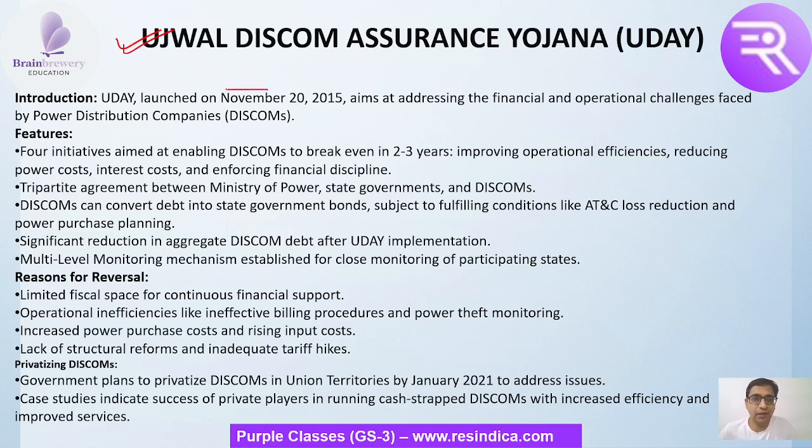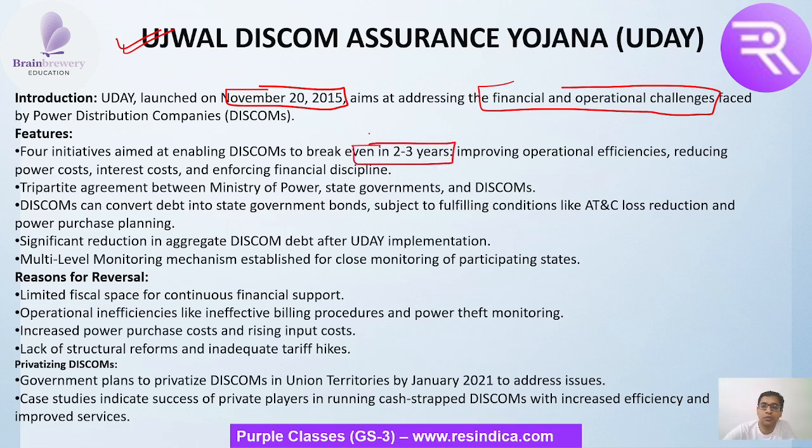The Uday scheme was launched in November 2015, where government wanted to address the issue of financial and operational challenges of the power distribution companies. The main purpose was to bring our discoms back to financial stability within 2 to 3 years. We will be improving their efficiency, reducing the power cuts, reducing the interest amount, and also enforcing financial discipline. This was an agreement signed between the Ministry of Power, state governments, and discoms. So what strategy did they want to follow? They wanted to convert the debt into government bonds.